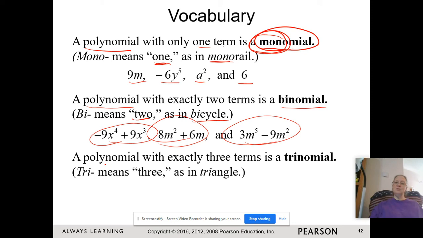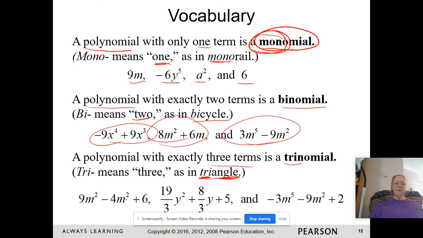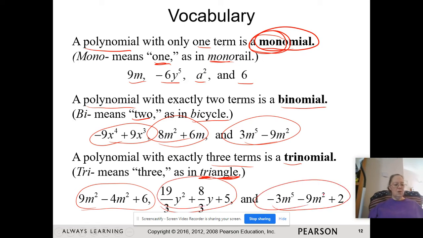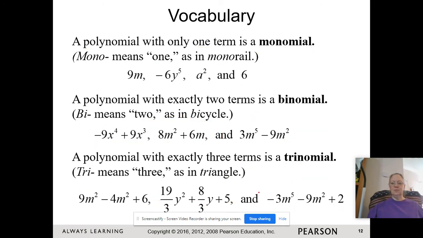And the last one that has a special name is something with three terms. Tri means three, like a triangle or a tricycle. A triangle has three angles, three sides, three angles. This literally means three angles, in case you were wondering. And examples, we've got three terms, and three terms.